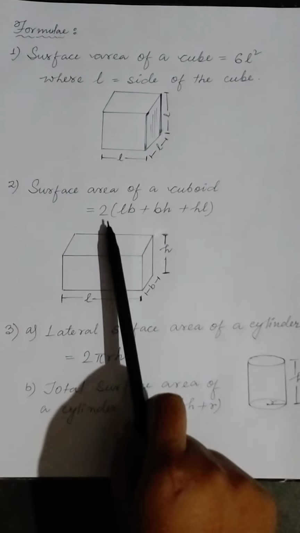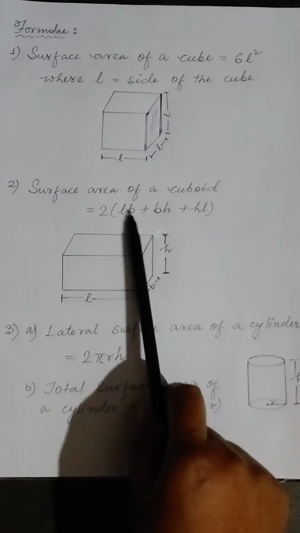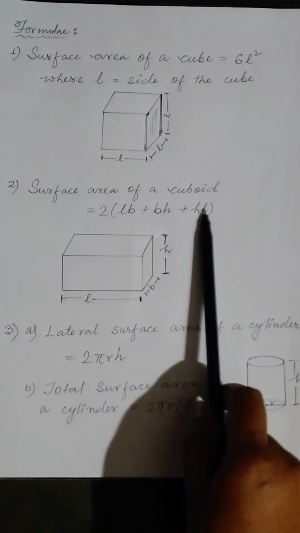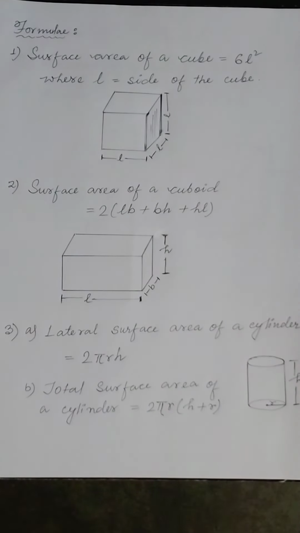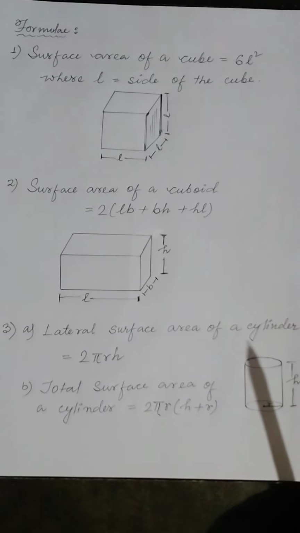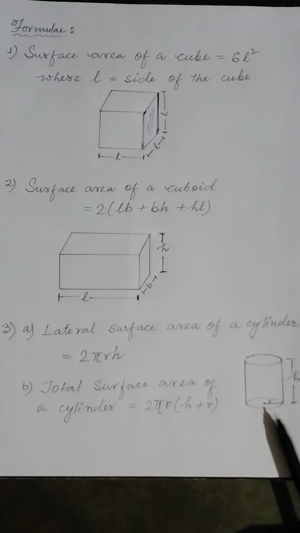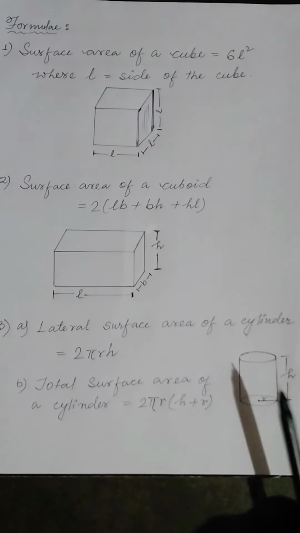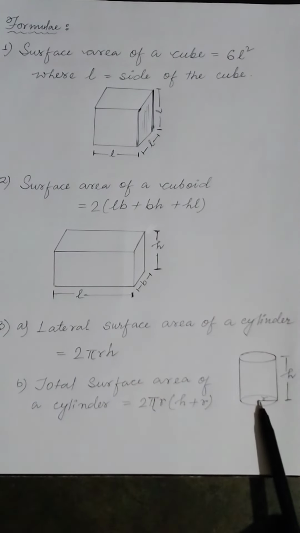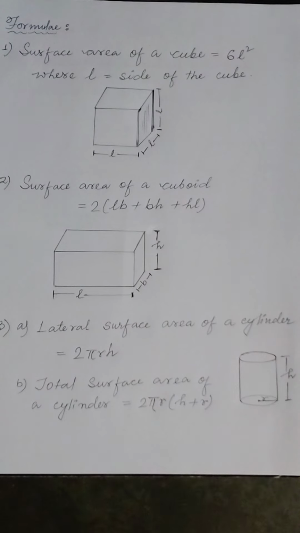So here comes the formula: 2 into (length into breadth plus breadth into height plus height into length). This comes for the surface area of a cuboid. Understood? Now, this is a cylinder. You see, this is the height of the cylinder, and this is the radius of the base of the cylinder. Clear?